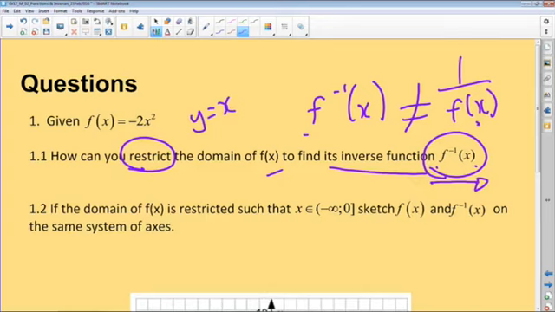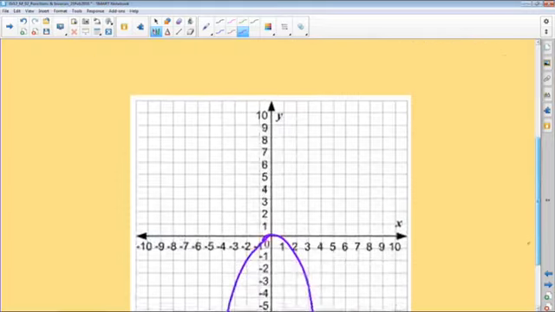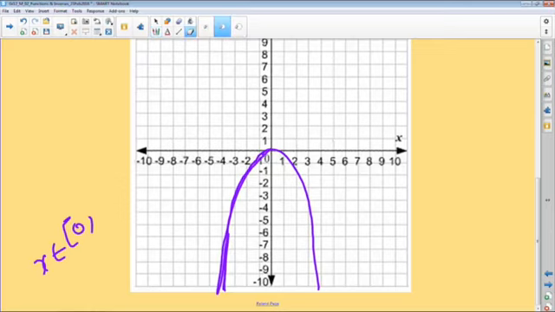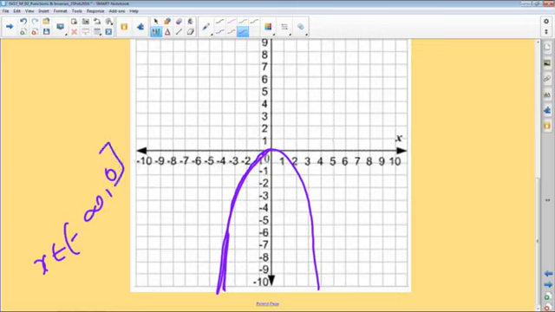So how can you restrict this domain? Well, we're dealing with this graph in purple, our little parabola here, and there's two things we can do. We can restrict the domain of the original graph to the negative side. So we can say that x is an element from negative infinity up until naught, because we're dealing with the left-hand side, all our negative values. That's the left-hand side of the graph. In so doing, you will get a graph that is a 1-to-1 function, and therefore its inverse will also be a function.